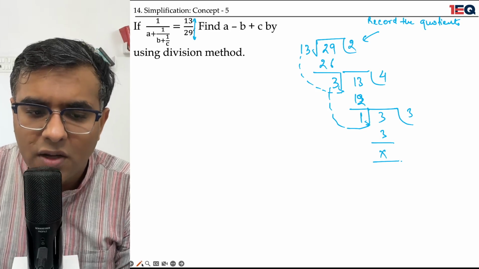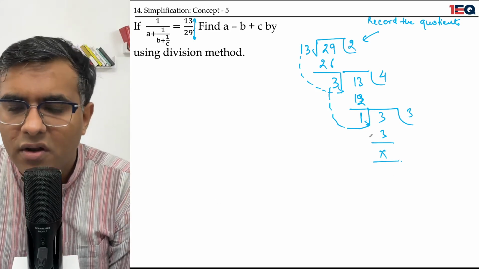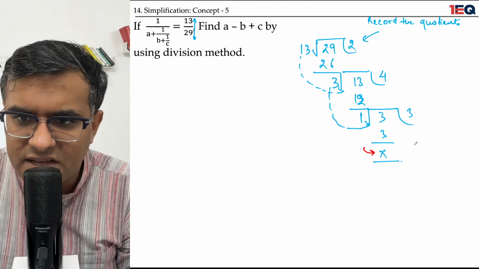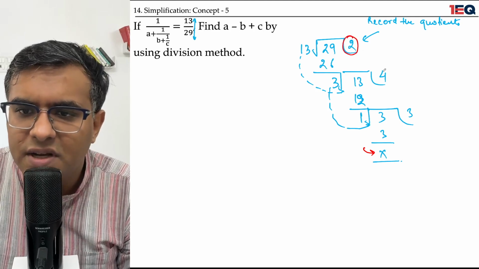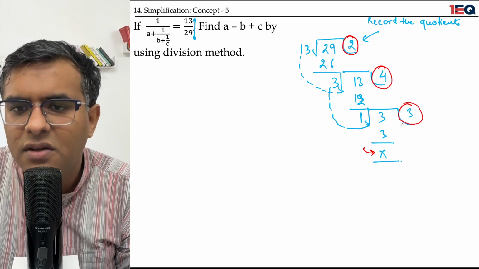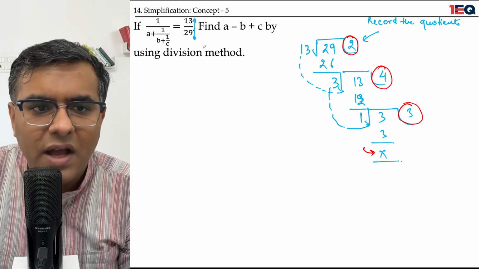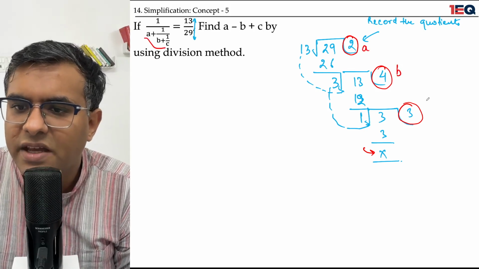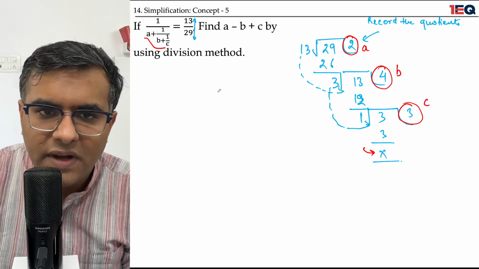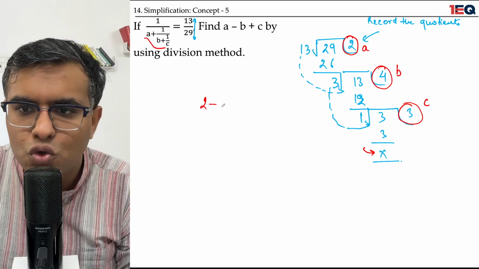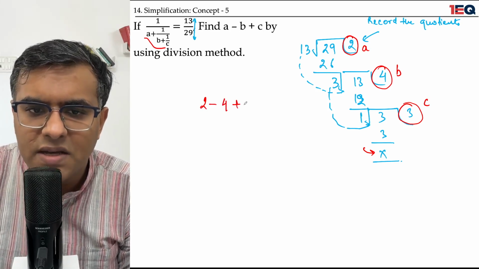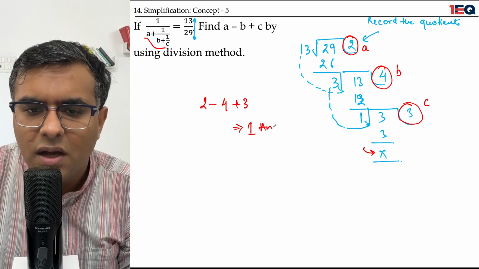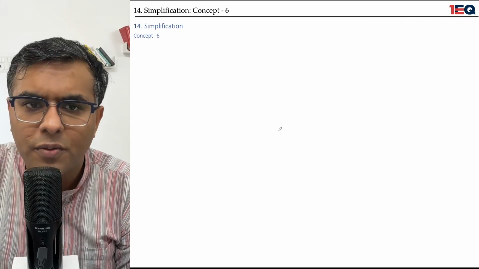This is going to be 3, and this comes down to 0. I have to reach a point where the last remainder is 0, or full division has been achieved. As soon as I get the remainder as 0, my full division has been achieved. The first quotient has been recorded, the second quotient has been recorded, and the third quotient has been recorded. As we are moving in the sequence A, B, and C, these quotients are also in the same sequence A, B, and C. So the value of what has been asked over here is 2 minus 4 plus 3. This gives me the value of 1 as the answer. This is my final output.